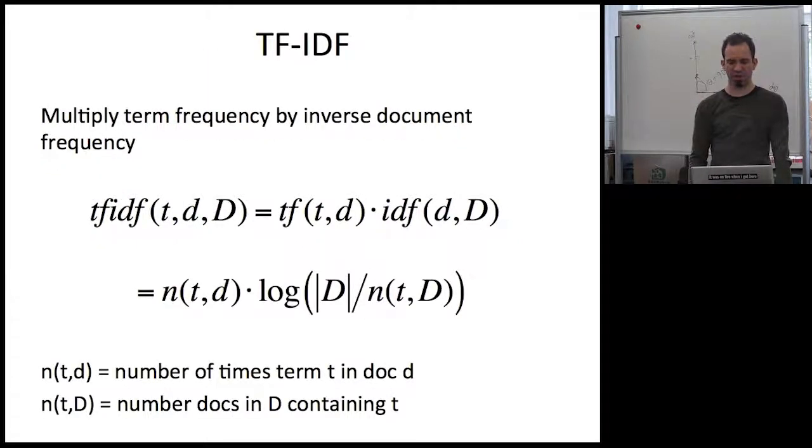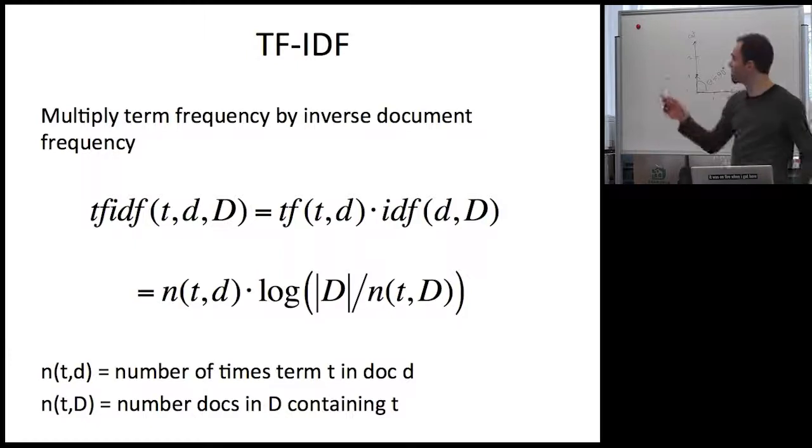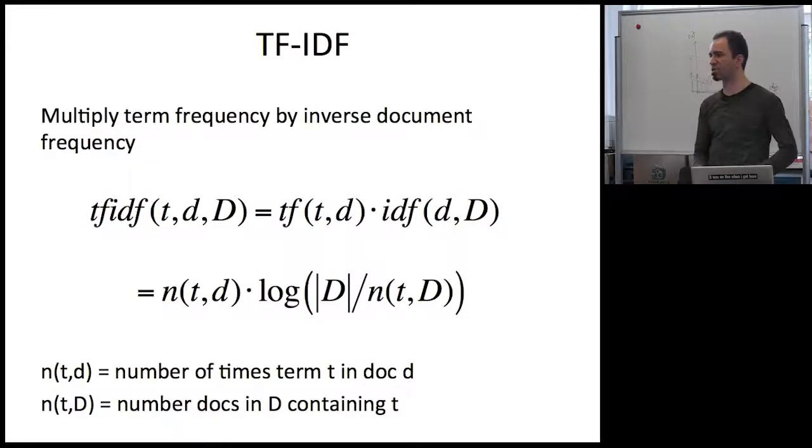Then we multiply the two. Term frequency multiplied by inverse document frequency. This formula, along with cosine distance, is the most fundamental formula of full-text information processing. Basically, if you put those two things together, you have a search engine.